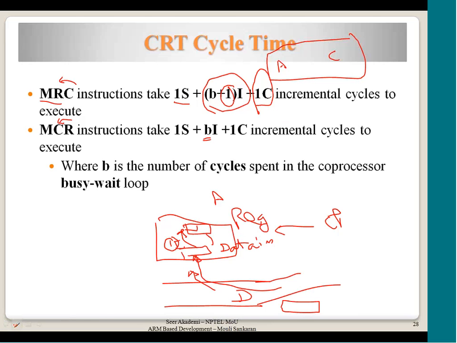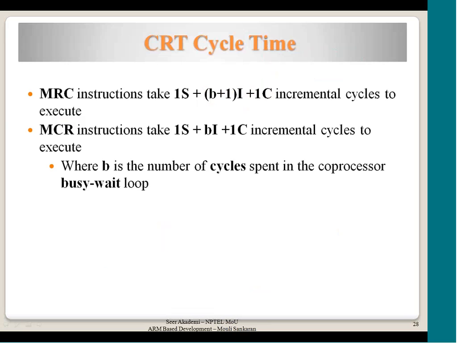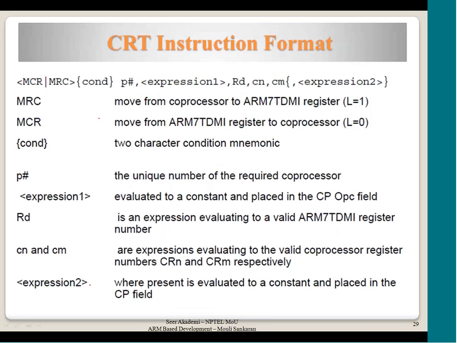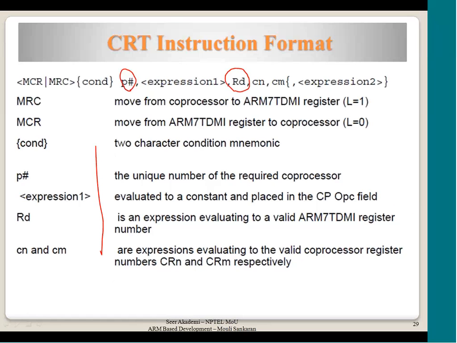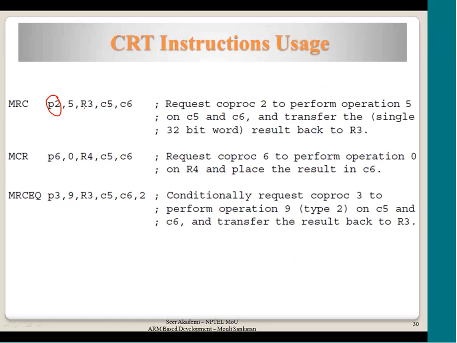Okay, and then this is a format, so don't get worried too much. It is very specific to the implementation. So this is the CPID, and then you can mention which ARM register you are talking about, and which coprocessor registers can be mentioned here. So these are different types of instruction. Okay, this is the coprocessor ID 2, and this is what, CDR? That means coprocessor to register. Okay, perform some operation 5 on C5 and C6 and transfer the 32-bit word result into R3. Okay, do some operation based on this and then transfer it to R3.